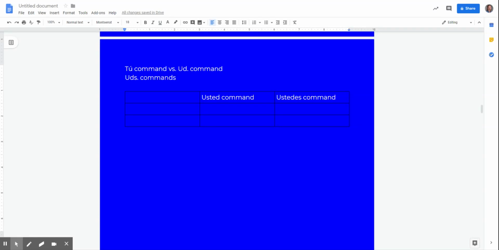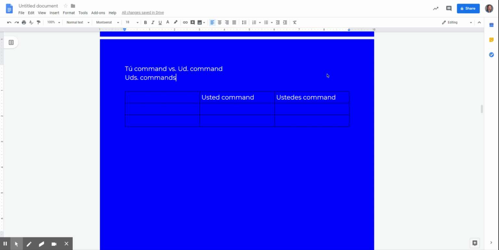Okay, amigos. So, up till now, we've just dealt with two commands, familiar commands, talking to people that are younger than you are or talking to your friends. So, two commands we've covered. They're a little tricky. You've been through them. Now we need to talk about usted and ustedes commands.